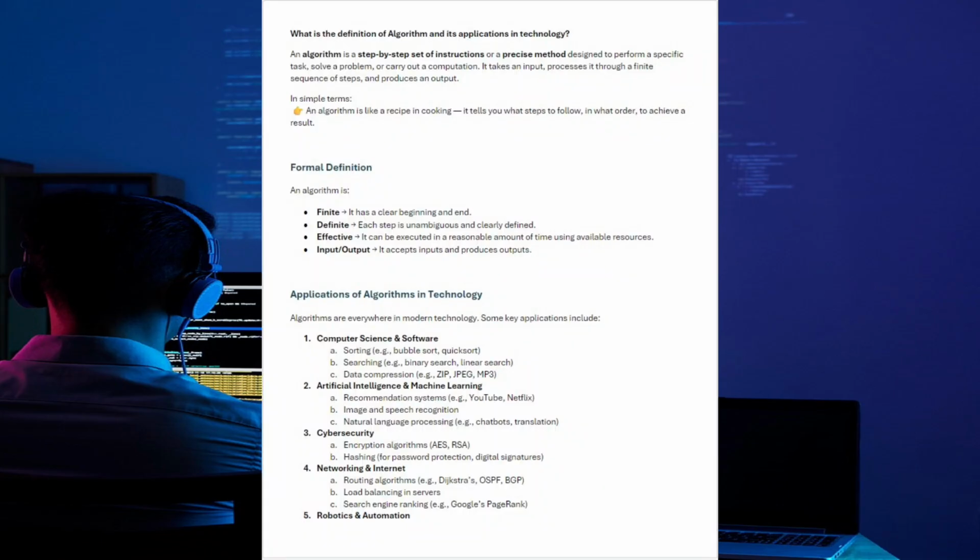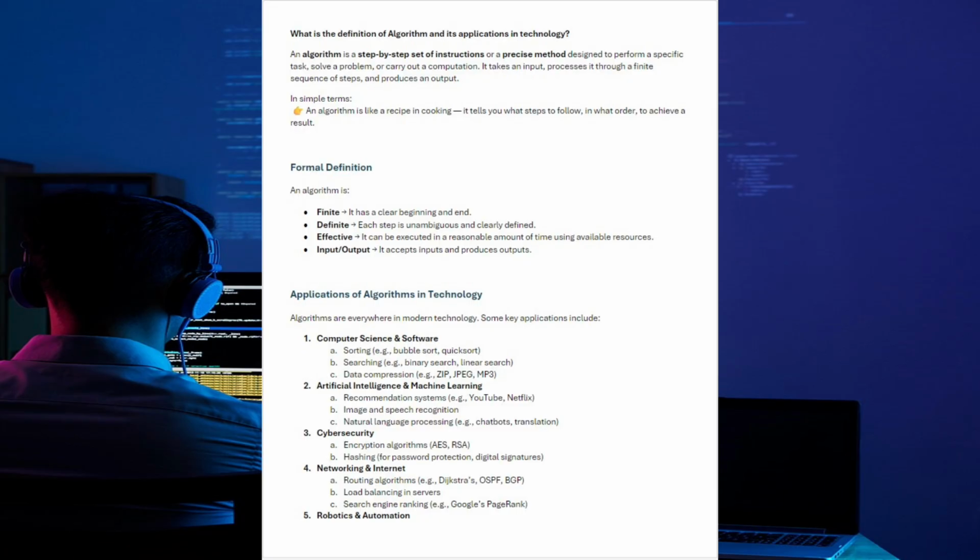What is the definition of algorithm and its applications in technology? An algorithm is a step-by-step set of instructions or a precise method designed to perform a specific task, solve a problem, or carry out a computation. It takes an input, processes it through a finite sequence of steps, and produces an output.